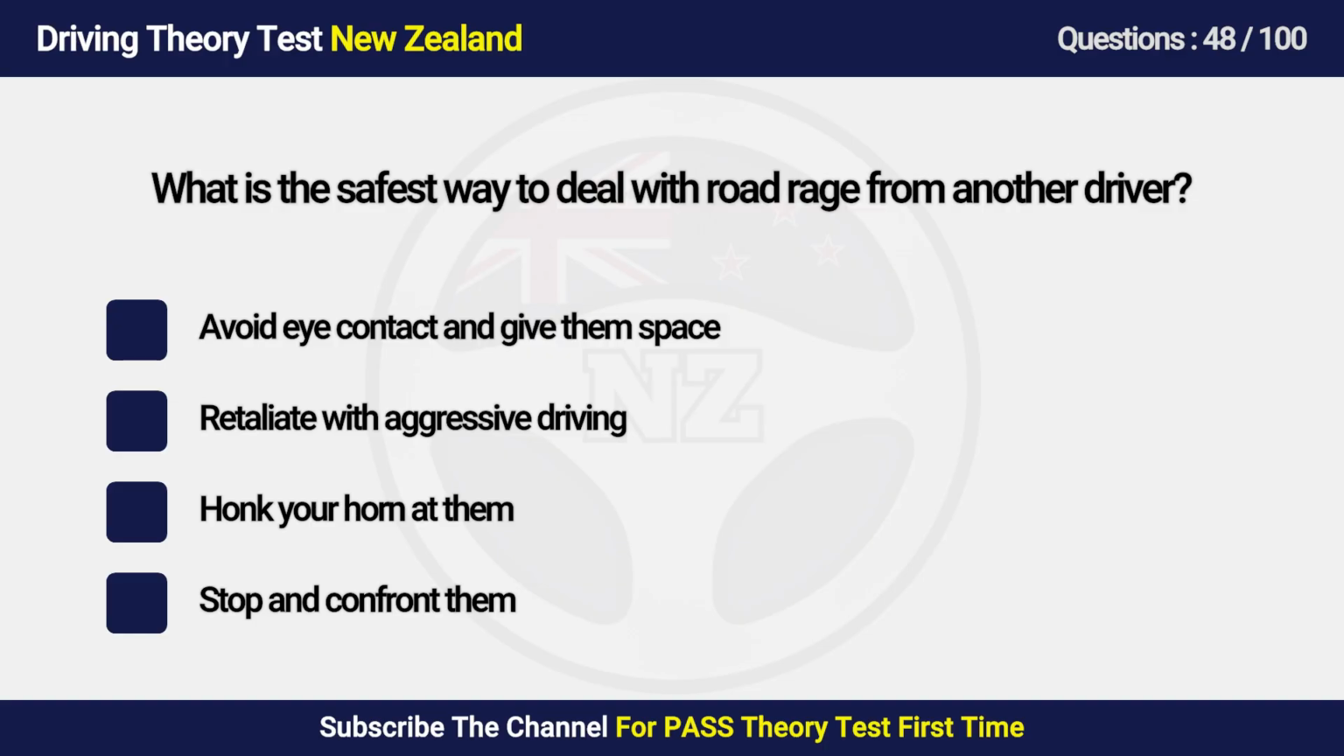A, avoid eye contact and give them space. B, retaliate with aggressive driving. C, honk your horn at them. D, stop and confront them.